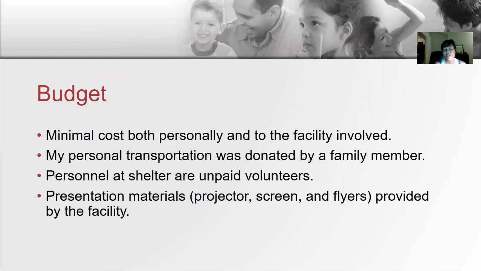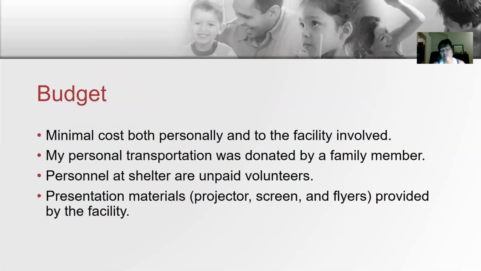Budget-wise, it was minimal cost. My personal transportation was really the big issue. Personnel at the shelter was unpaid, and they were all volunteers.